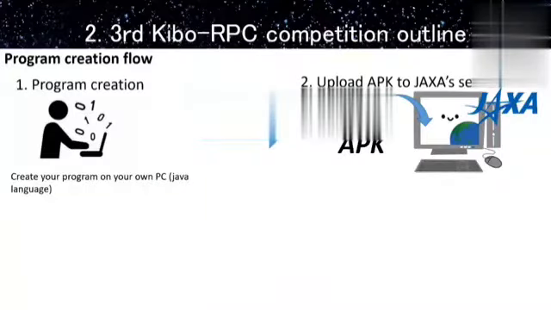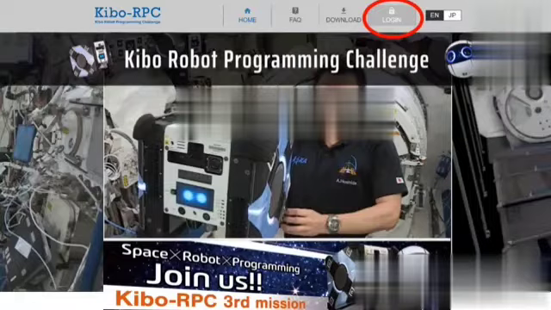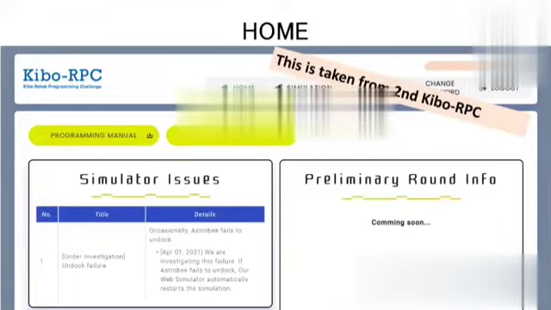Next, build the program and the APK you created and upload it to the site when you receive your account. The login page will be available after April. When you log in, you will see a screen like this. This is taken from the second Kibo-RPC participants-only site. You will be able to log in to your own page like this after April.